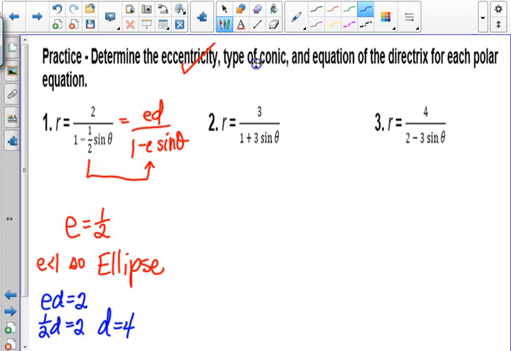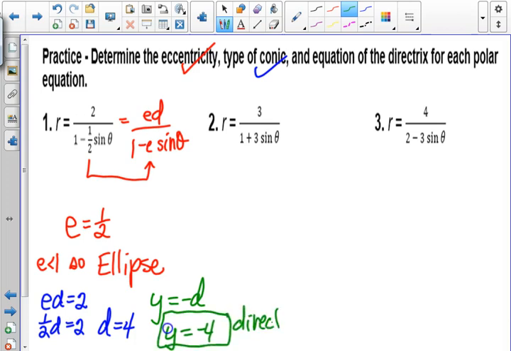Now we have to figure out this equation of the directrix business. And if we go to the sheet and look, what does it say when it's 1 minus E sine D? Y equals negative D. Remember my hint? It's sine and it has this minus here, so it's Y equals minus. Okay, so the equation is simply Y equals negative 4, and we're done. Do you see why I said we could do this lesson in 5 minutes?